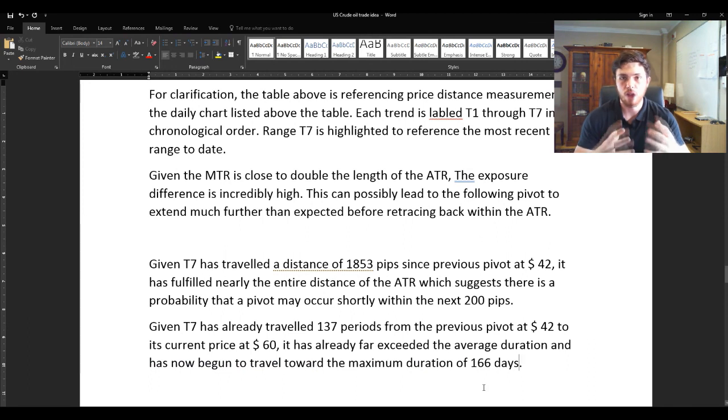So what we do know about this last comment is the current average duration is 98 days on the last 7 trends. The current trend has already traveled 137 periods or 137 days. So we know that we're already getting to the end of the maximum duration that a trend is usually traveling. So what this helps us identify is not only that we're getting to the edge of the ATR, it also makes us identify that we're very close to the limit of what the normal maximum trend usually lasts for, which also makes it a lot easier for us to identify that a pivot is very imminent.